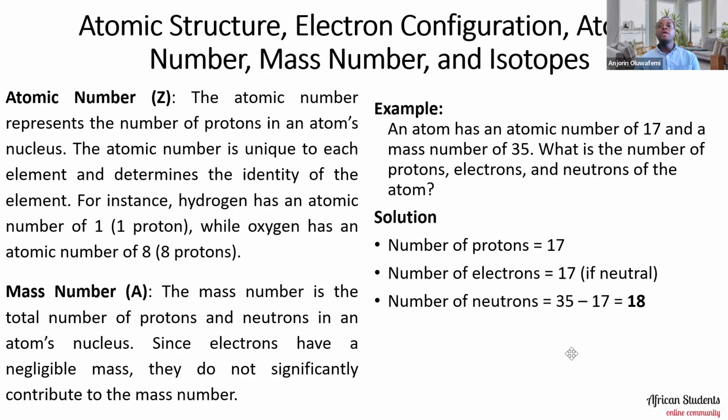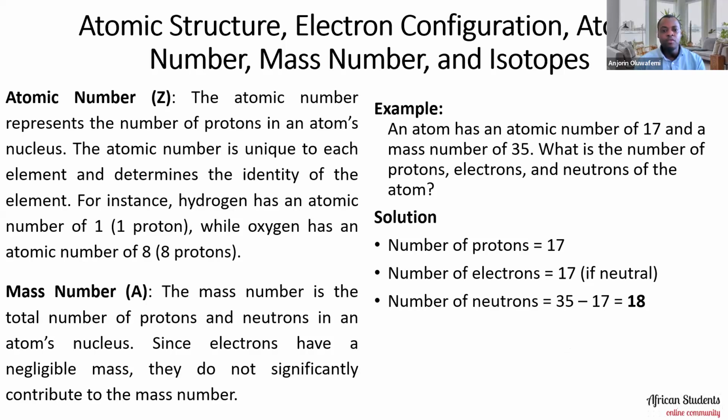So you can lay your hands on different atoms and look at their mass number and atomic number, and try to work out the number of protons, the number of electrons, and the number of neutrons. You will discover that it is pretty straightforward, and you will actually get it.